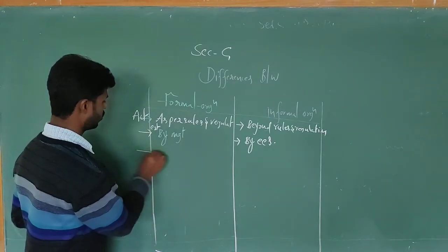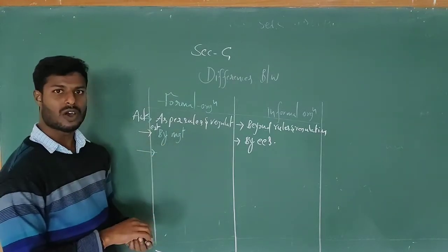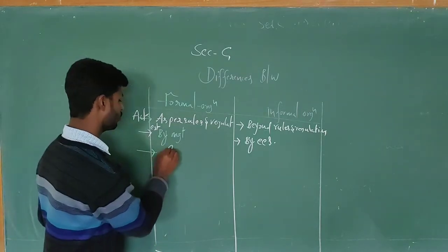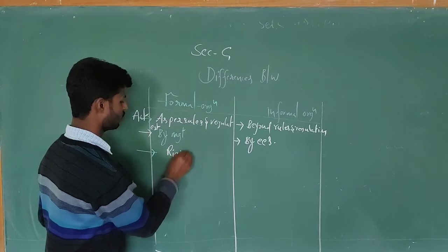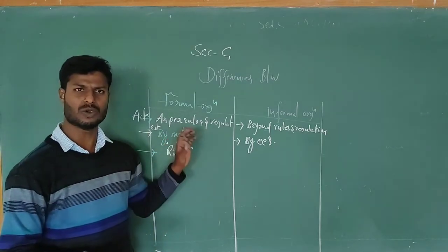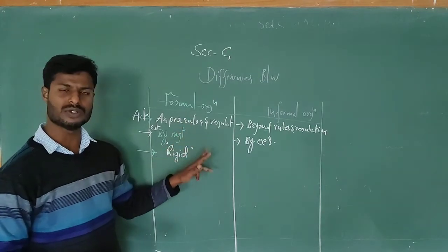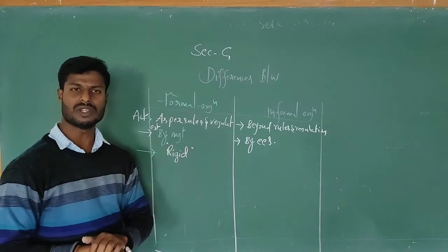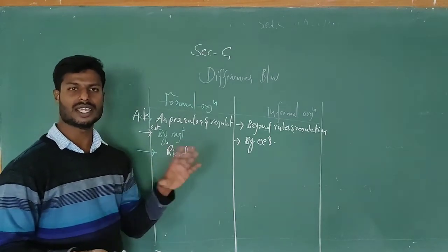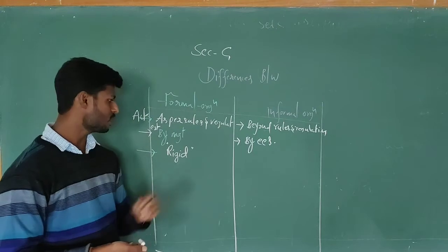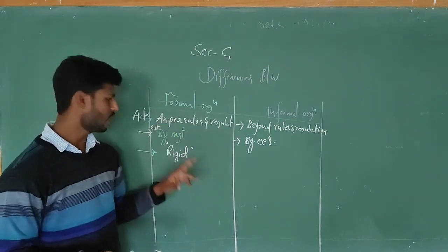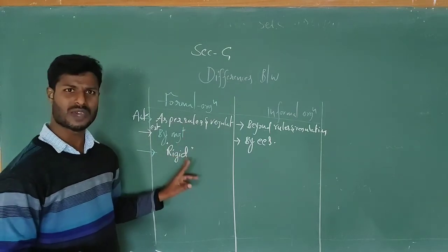Next one, formal organization is rigid. Rigid means very tough, fixed, because the top level management communicates and passes certain rules and regulations and gives certain instructions to the employees. Hence, all employees must obey and follow. Hence, formal organization is very rigid, tough.